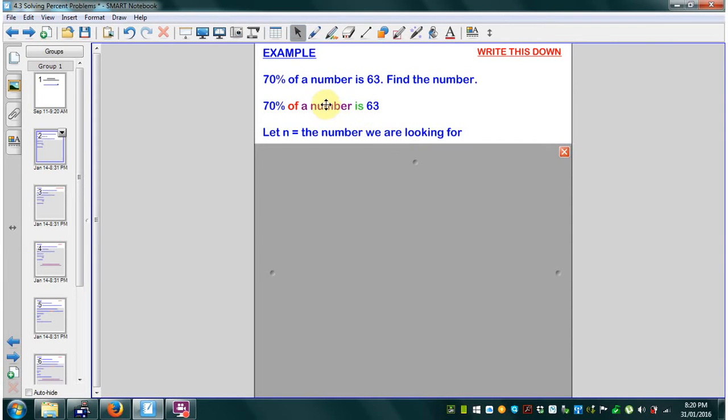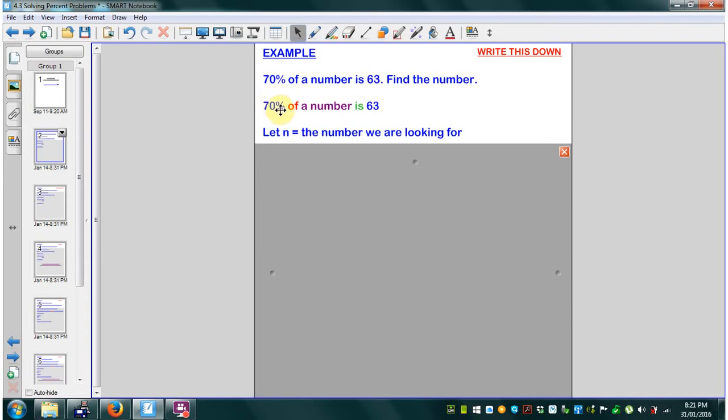So first off, for the sake of simplicity, I'm just going to let n equal the number we are looking for. So instead of writing out a number every single time, I'm just going to write out n. Okay, so copy down these two lines.